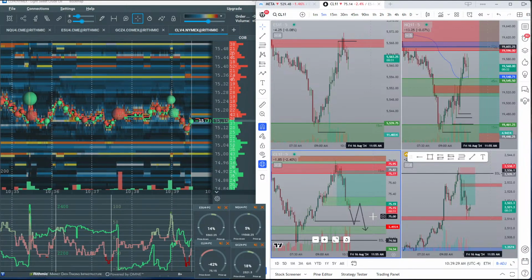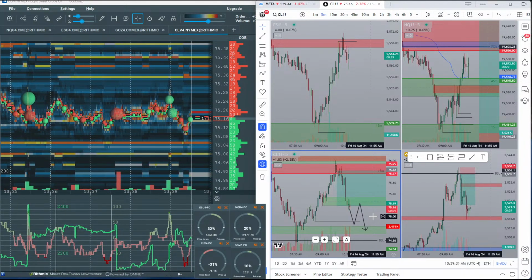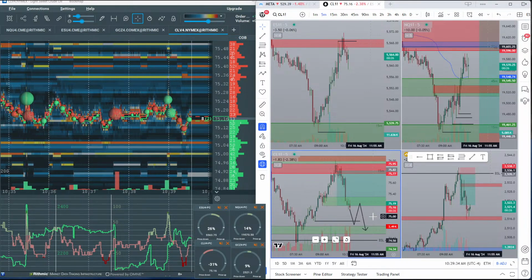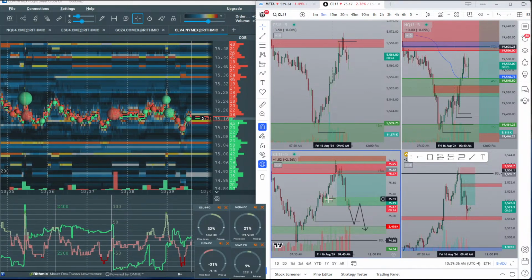Now there we go with crude. Like I mentioned before, I want us to close below, retest that zone. I'm not taking any more shorts. No way, no way.